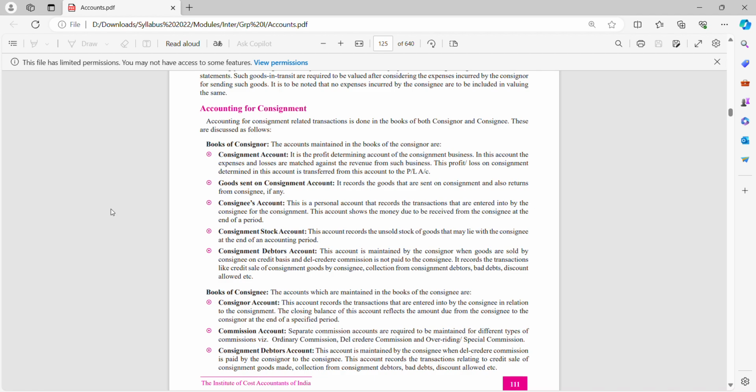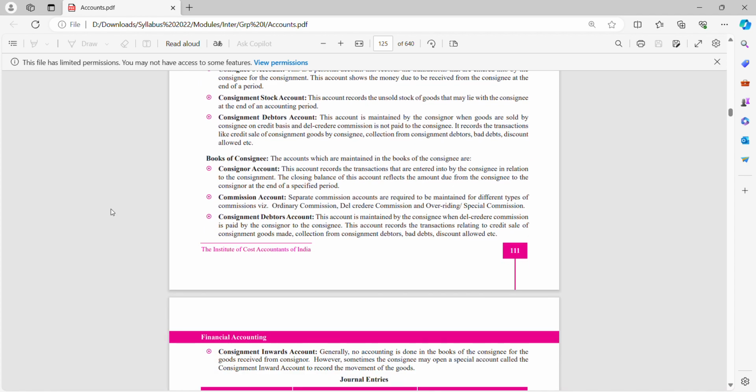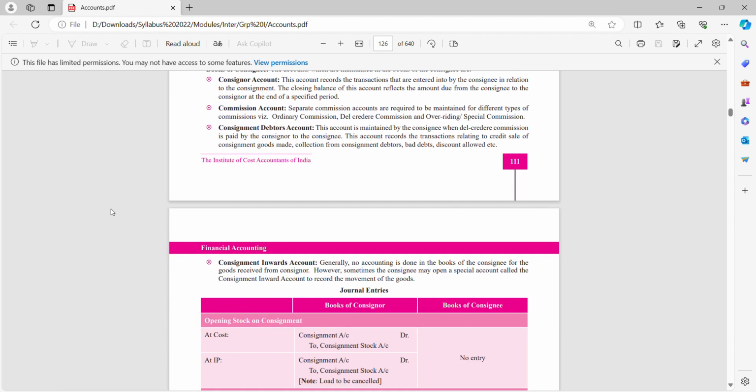Consignment debtors account. Then we have books of consignee: consignor account, commission account, and consignment debtors account. So accounts which are maintained in the books of consignee are consignor's account, commission account, and consignment debtors account. Consignor account records transactions entered into by the consignee in relation to the consignment. Commission account, separate commission accounts are required to be maintained for different types. So here we are just understanding roughly. Journal entries will help us to understand more.